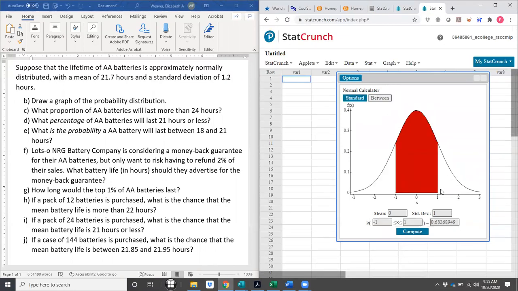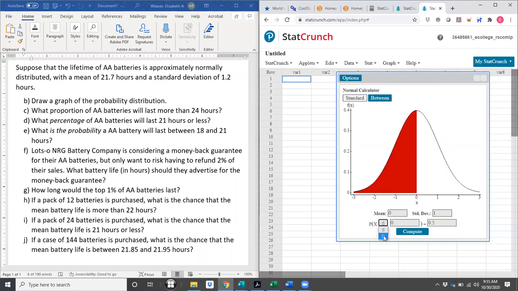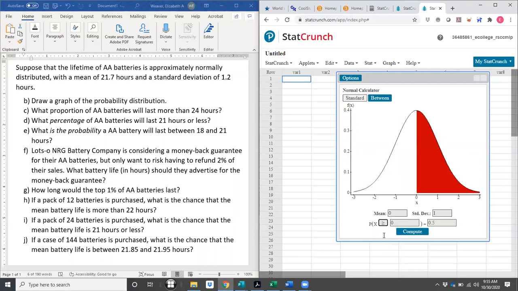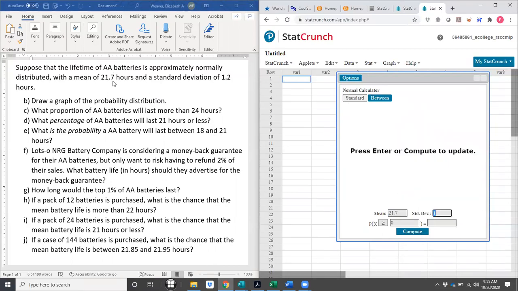So between has the area between two numbers, as opposed to standard, which either has area to the left, or if we change this, area to the right. So I left part B, draw a graph of the probability distribution, so that we can see what that would look like if you're drawing it out on your paper. So to put it in here, we're just going to put our mean. Of course our mean is given to us, 21.7 hours. And then our standard deviation is also given to us, 1.2 hours.